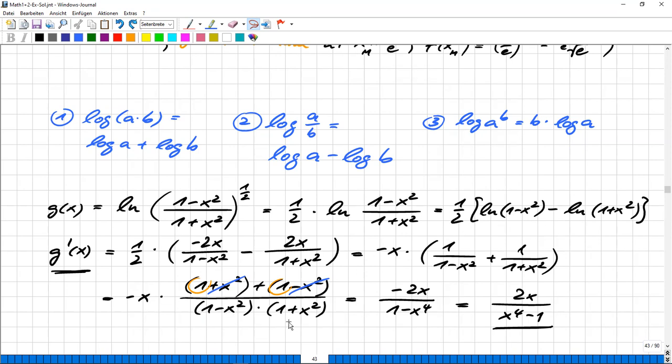And below, this is nice, because due to the third binomial formula, I should say binomic, I must look it up, okay? Due to the third binomic formula, this is like a minus b multiplied with a plus b, resulting in a squared minus b squared. Using this scheme, I get 1 minus the square of x squared, so 1 minus x to the power 4. And even nicer, I can take away this minus sign by exchanging the denominator terms, and so I get 2x over x to the power 4 minus 1.